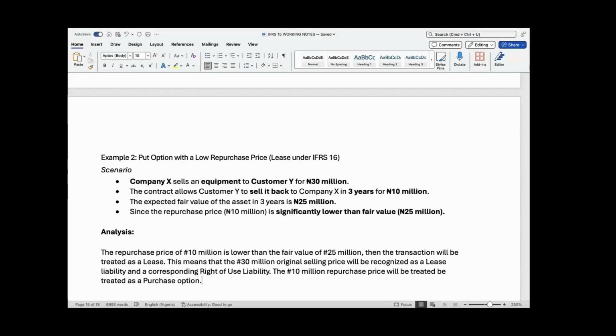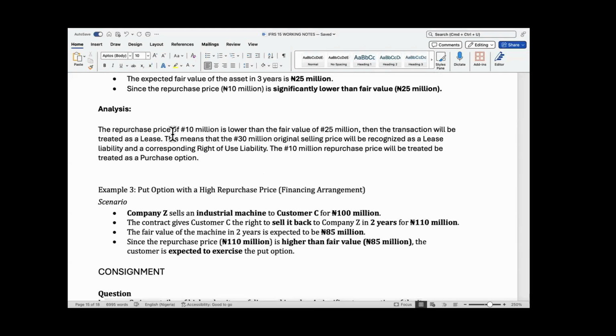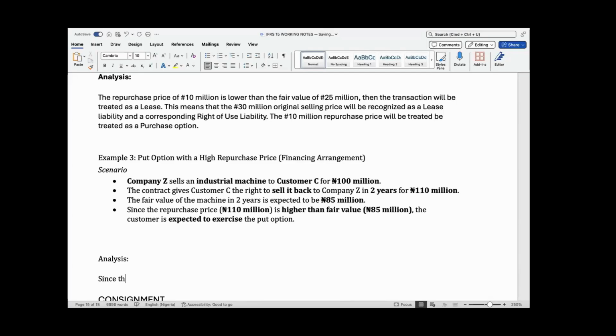And finally, we have company Z that sells an industrial machine to customer C for 100 million. The contract gives customer C the right to sell it back to company Z in 2 years for 110 million. The fair value of the machine is expected to be 85 million. Since the purchase price is higher, the analysis for this one is that since the purchase price of how much?